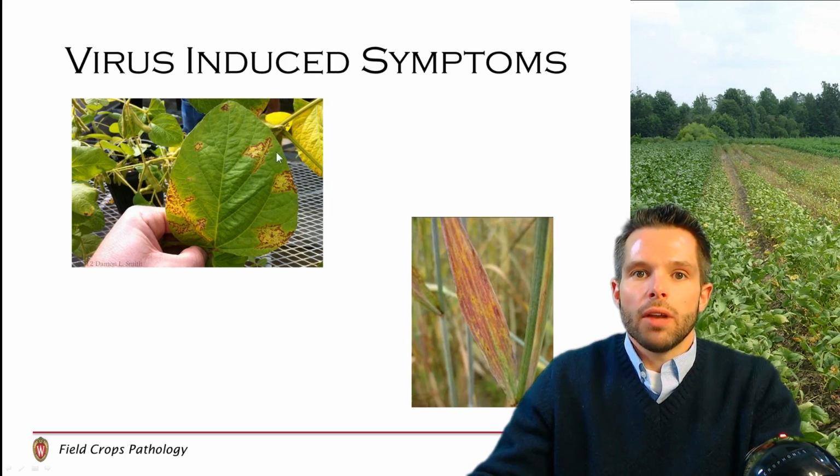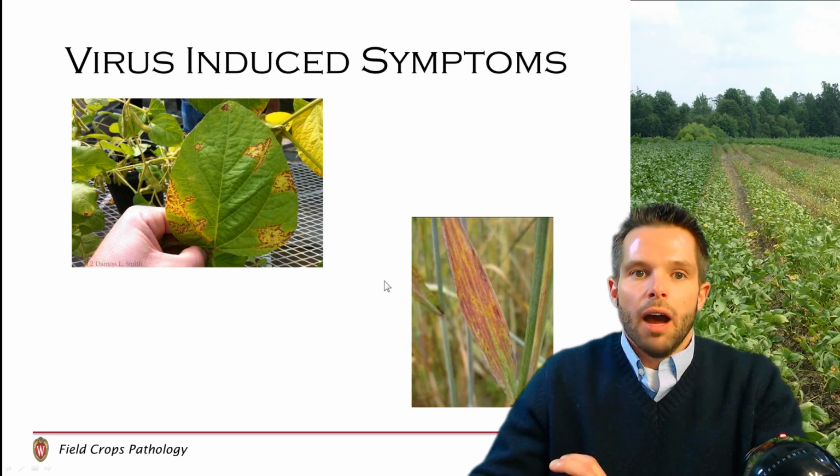So we've got soybean vein necrosis virus on soybean here. This is a new and somewhat emerging disease in the upper Midwest on soybean. And then we have barley yellow dwarf virus here on wheat, a couple of examples that we typically see in field crops.